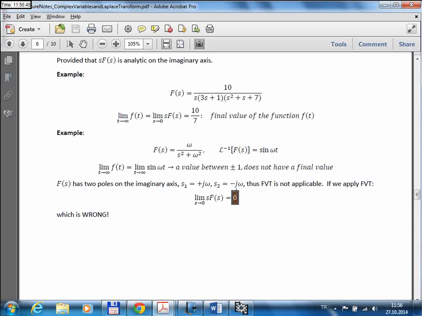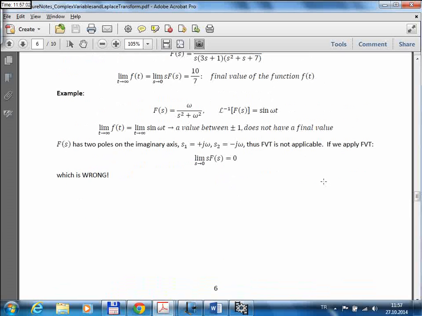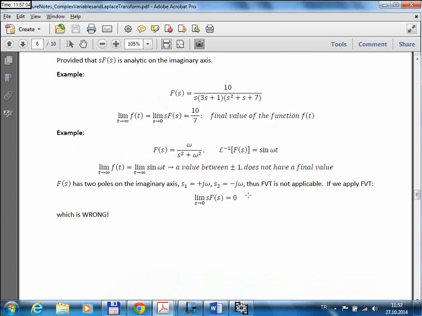In fact, it is not true, because this is an oscillating function, right? As t goes to infinity, this function still keeps oscillating. It doesn't approach a constant value. So apparently the final value theorem doesn't give the correct answer here, but you can find the reason why.